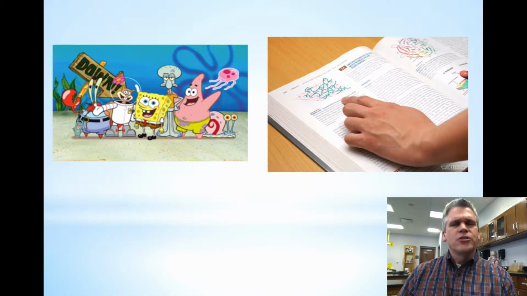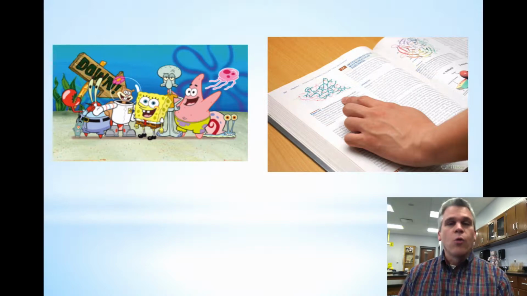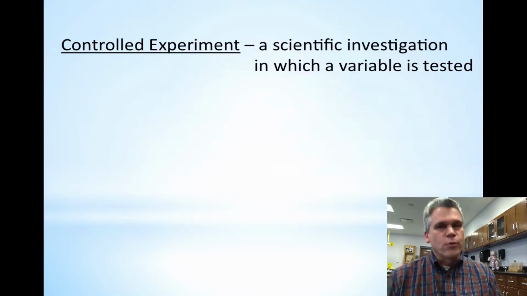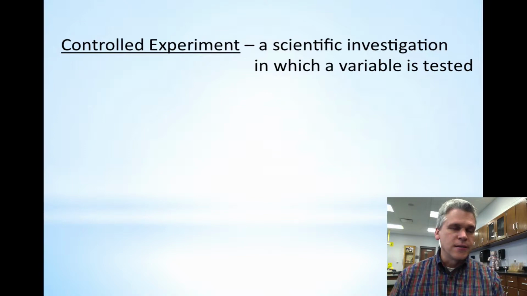All of these decisions that you make, though, are based on feelings. And in science, that's the last thing we want to base our decisions on. We want good data to make our decisions. And using a controlled experiment helps us to get that good data. So exactly what is a controlled experiment? Well, we can define it as a scientific investigation in which a variable is being tested.